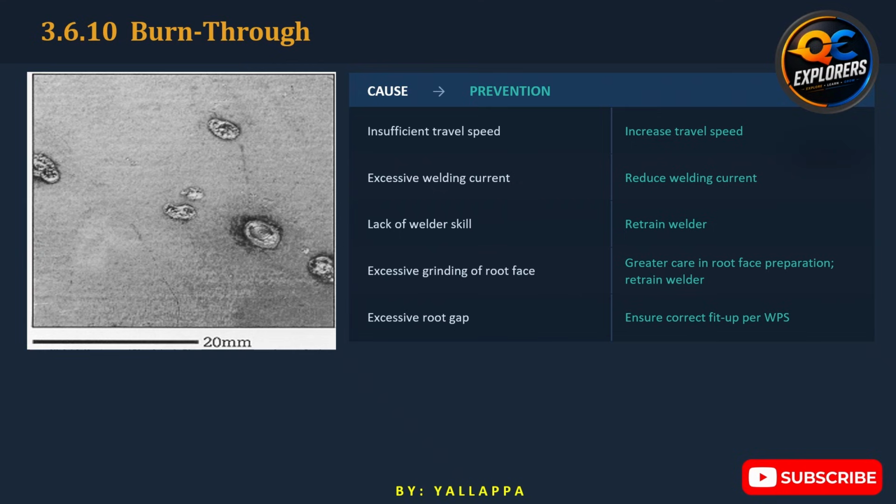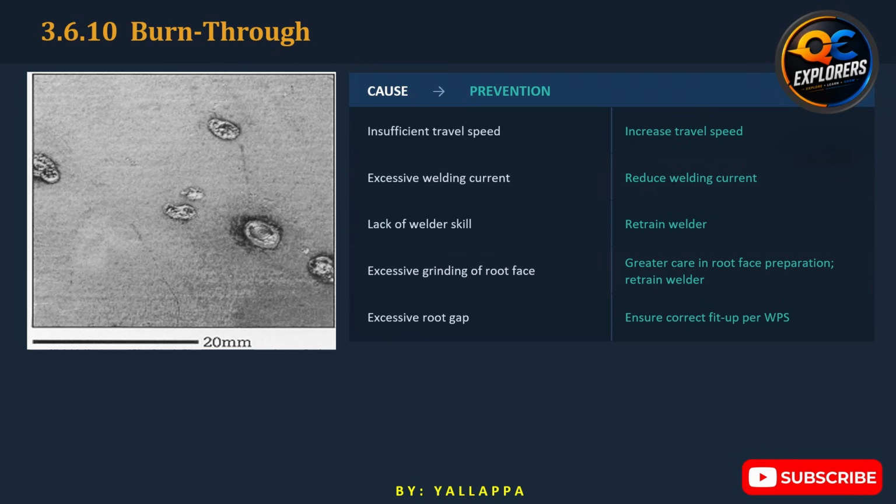Several factors can contribute. Insufficient travel speed allows excessive heat to accumulate. Excessive welding current produces excessive heat input. Poor welder control can also contribute. Excessive grinding of the root face can leave insufficient material to support the molten pool. And an excessive root gap makes collapse much more likely. The prevention strategy therefore begins with correct fit-up and controlled heat input.